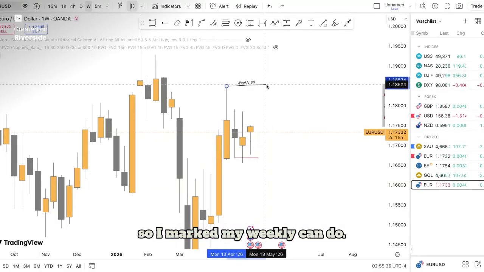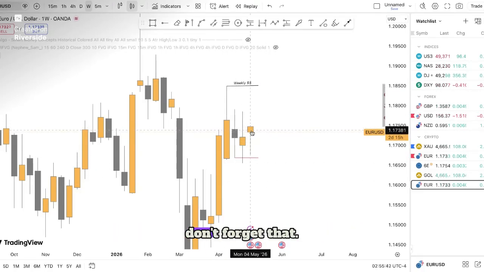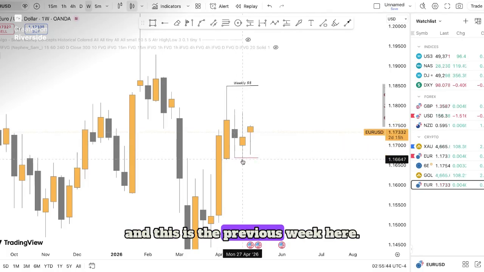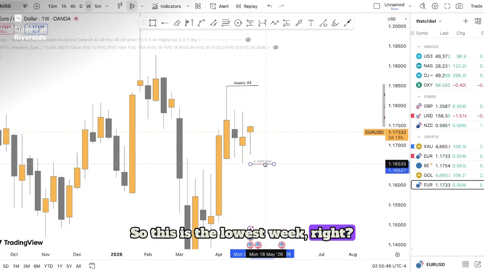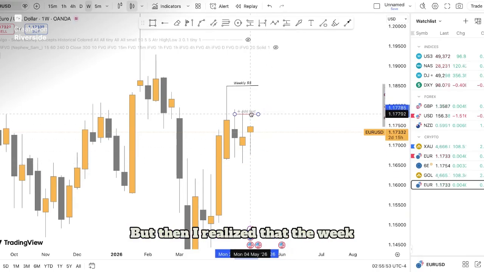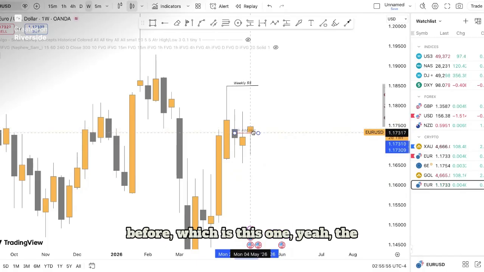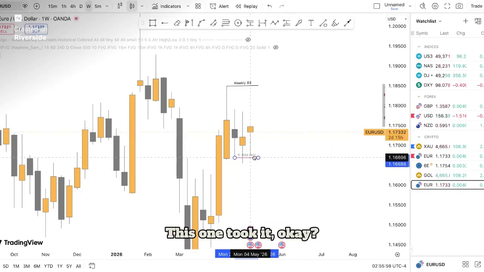Okay, so I marked my weekly candle. This is it. And because this is a new week, don't forget that. And this is the previous week here. So this is the lowest week, right? But then I realized that the week before, which is this one, the selling candle rather, this one took it. Okay.